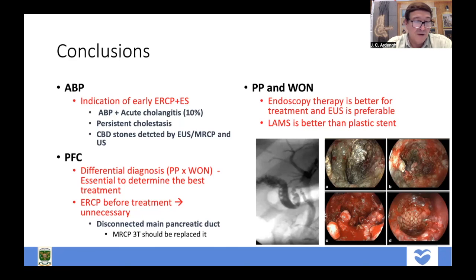For both pancreatic fluid collections, endoscopic therapy is the best treatment choice, the use of EUS is preferred, and the use of LAMS is better than plastic stents. And ERCP before treatment is unnecessary. MRCP 3T is an effective substitute with advantage, and transpapillary treatment becomes effective only in selected patients.